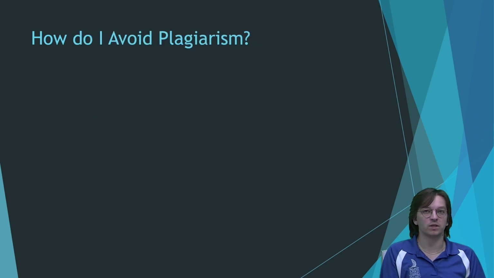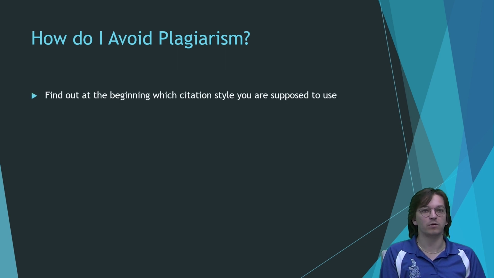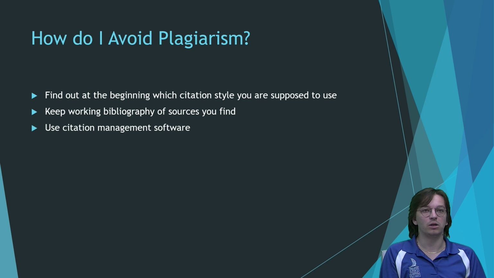Now that we know how a source can be misused, how do we avoid plagiarism altogether? Firstly, we can find out at the beginning which citation style we're supposed to use, keep a working bibliography of the sources we find, and use citation management software. A couple useful examples are PowerNotes and Zotero. The Bell Library actually has tutorials for these, and they can be found in the description below.